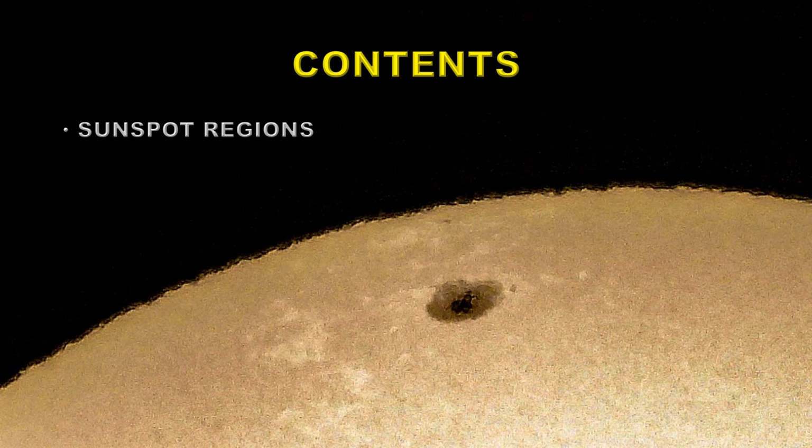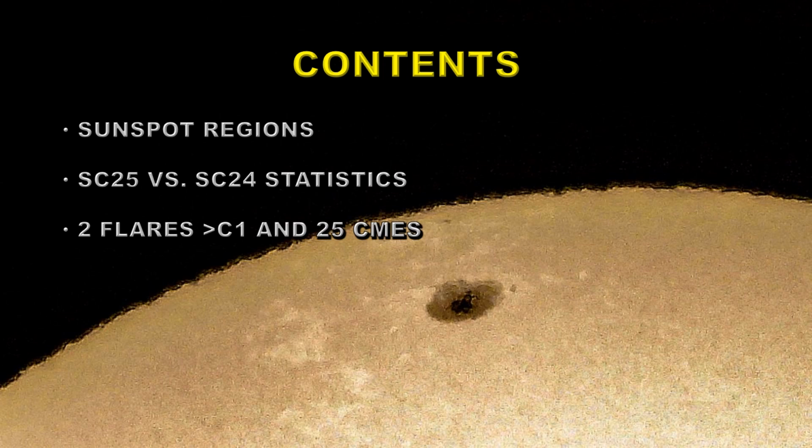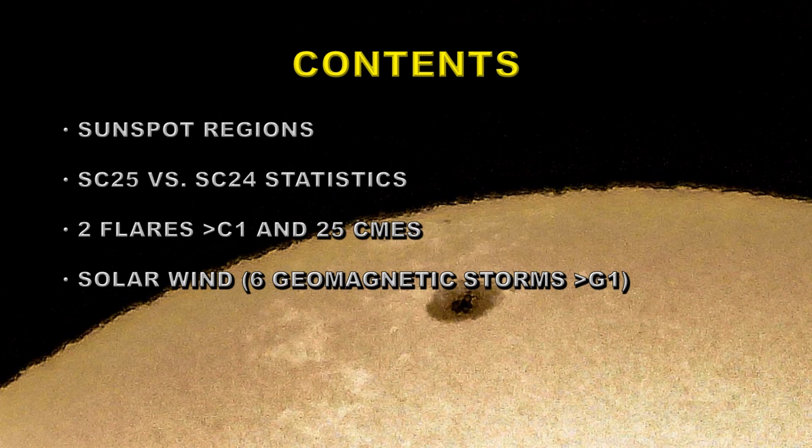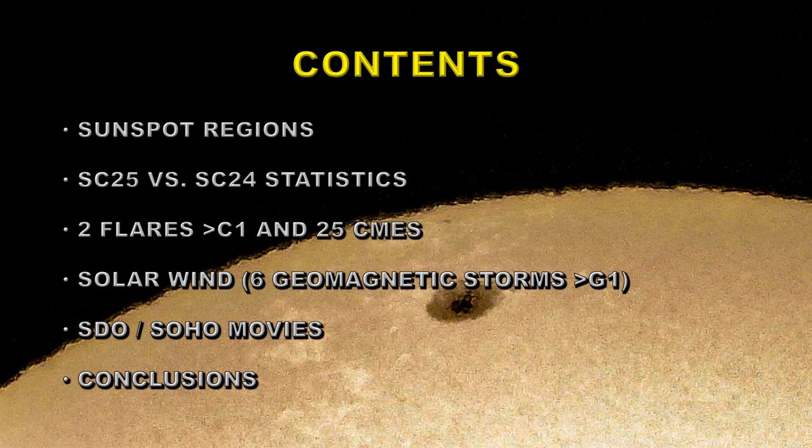We're going to look at the sunspot regions that have emerged during the month of March, compare some of the statistics for the equivalent period between Solar Cycle 25 and Solar Cycle 24. We had 2 flares in March, greater than C1, and 25 coronal mass ejections. That's increasing. We'll take a look at the status of the solar wind. We had 6 geomagnetic storms during the month, greater than G1, and then we'll look at some solar dynamics and SOHO movies of what was going on the sun, and then try to draw some conclusions from all of this.